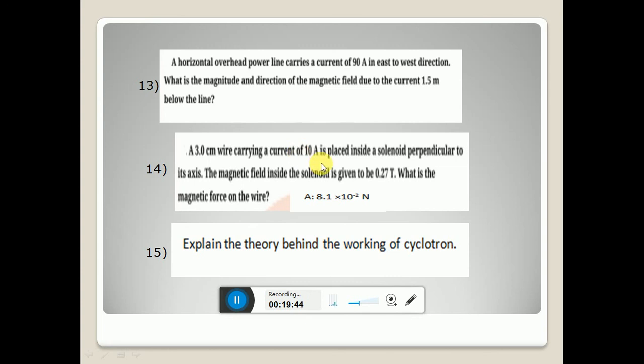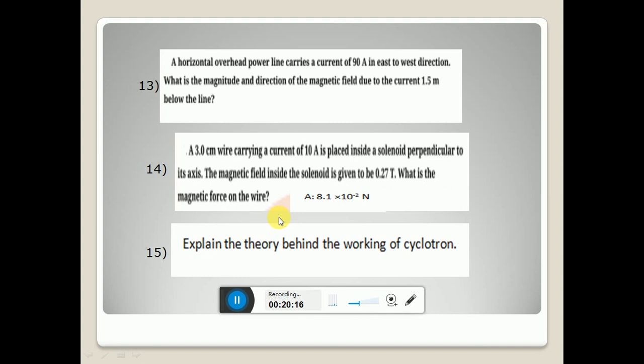If you apply that equation, you will get the answer for this force as 8.1 into 10 power minus 2 Newton. And the direction of force can be found by applying Fleming's left hand rule. And last one: explain the theory behind the working of the cyclotron. So derive all the equations relating to the cyclotron, like time period, frequency, radius, velocity, and finally the kinetic energy of the particle moving in the cyclotron.